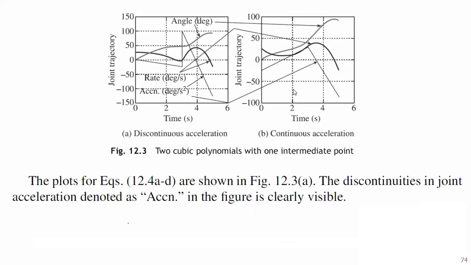Therefore, this is two cubic polynomials with one intermediate point. See that this is the time and these are the joint trajectory. Trajectory means angles are there. The plots for equations 12.4a to d are shown in figure 12.3a. The discontinuities in joint acceleration are clearly visible in the figure. Therefore, see here, this is the joint trajectory with respect to time with discontinuous acceleration, and this is the joint trajectory with respect to time, figure b, with continuous acceleration.